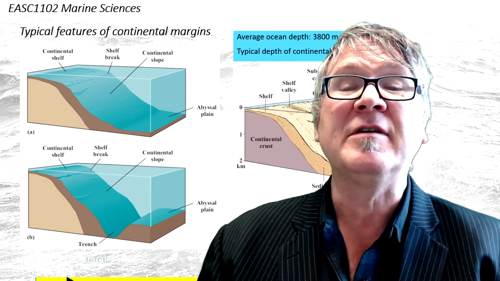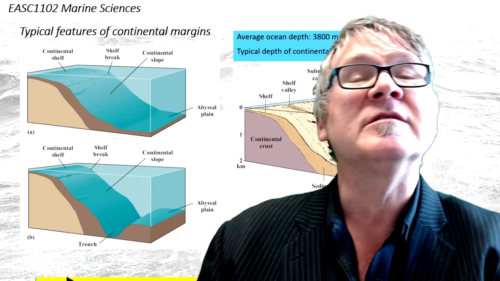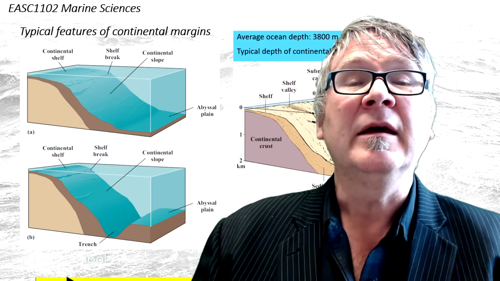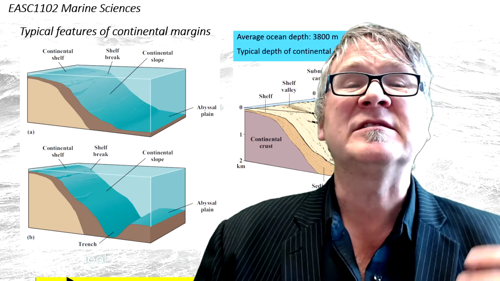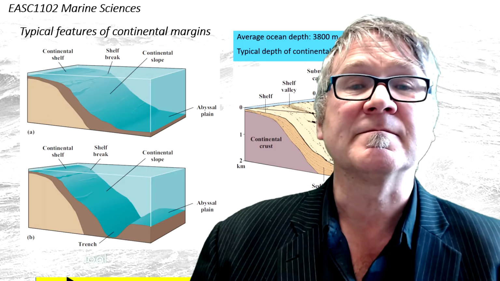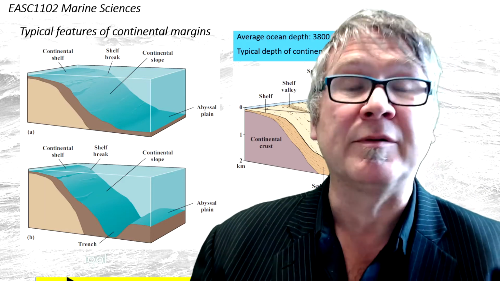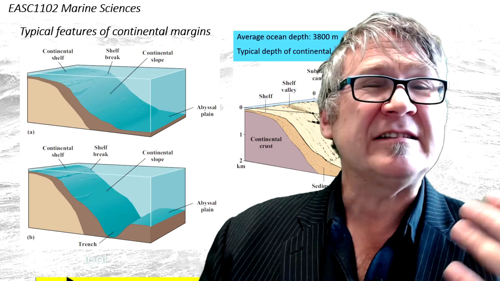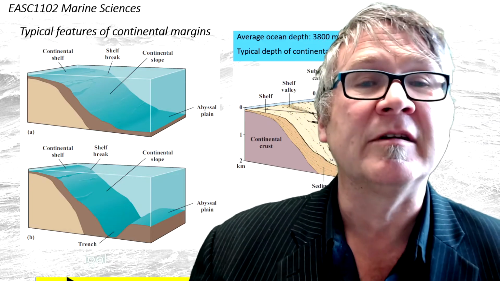It's the sloping region where the total water depth changes from 200 meters down to 4,000 meters. The typical width of continental margins can be 50 kilometers, can be 100 kilometers. In some regions you can have relatively steep continental slopes.